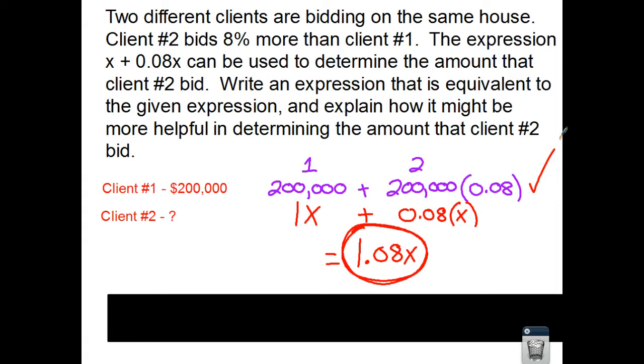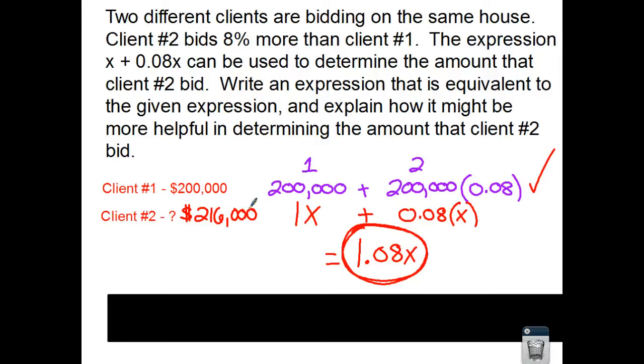Okay, now if you wanted to solve that out, we could get out a calculator and multiply $200,000 times 8%. I'll just tell you right now that is $16,000. So client number two actually bid $16,000 more than client number one. All right, now the last part of this says, write the expression and then explain how it might be more helpful in determining the amounts.